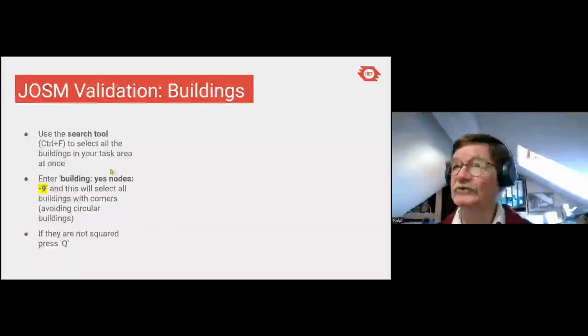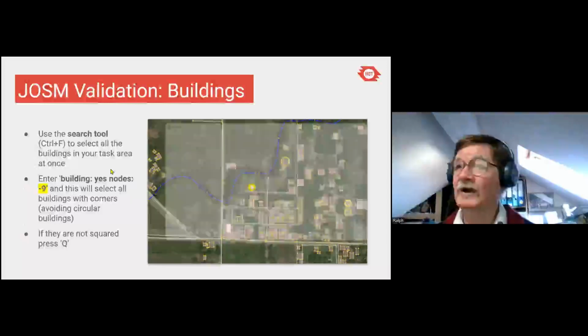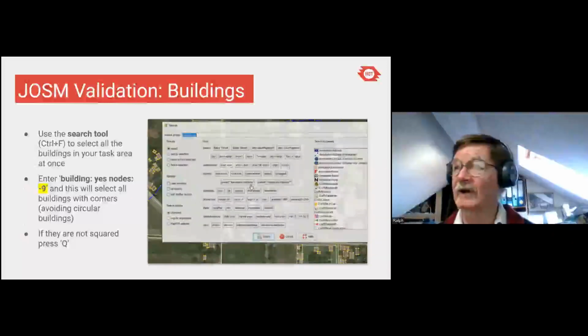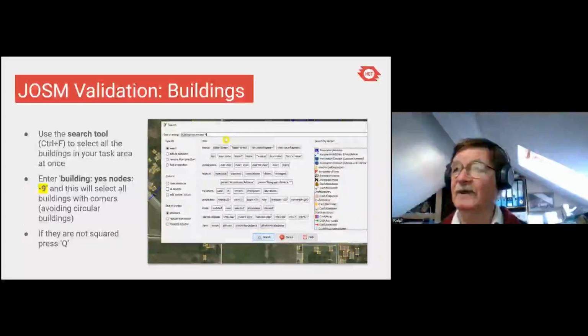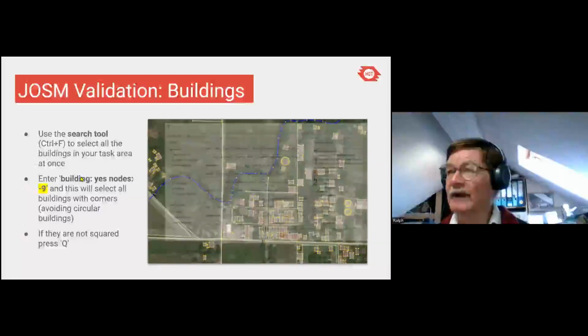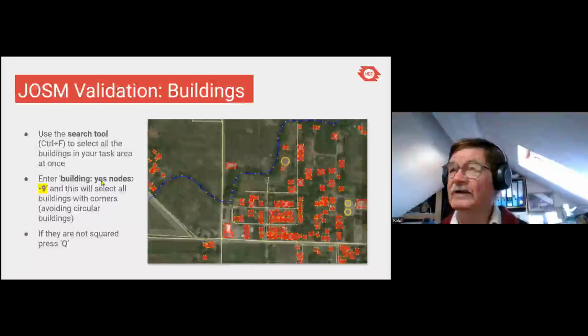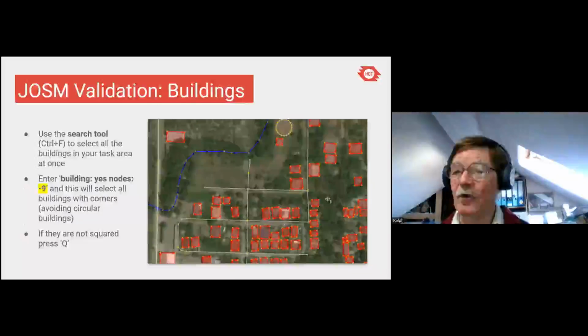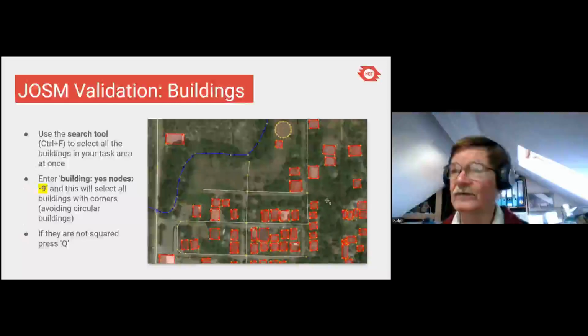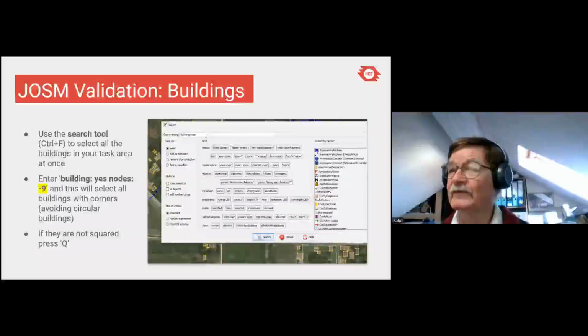You can use the search tool, Control+F, to select all the buildings in your task area at once. And you will select that carefully. One way of doing that is to enter buildings, yes, and the nodes. If you only want to do a squaring, put nodes 4. That will mean that all the buildings that have only got 4 nodes will be selected, and you can square all of those quite comfortably.